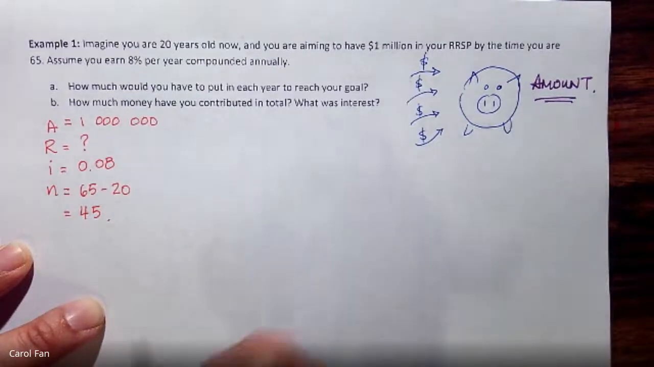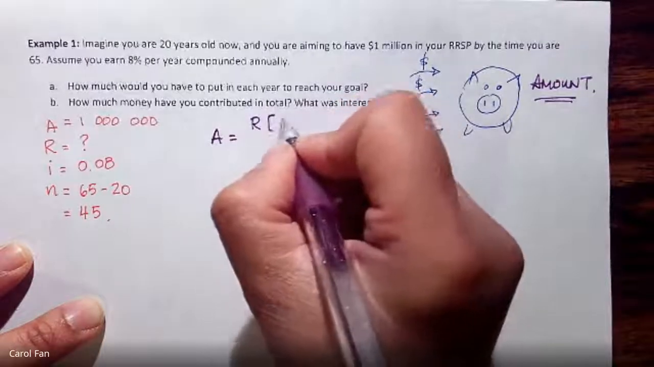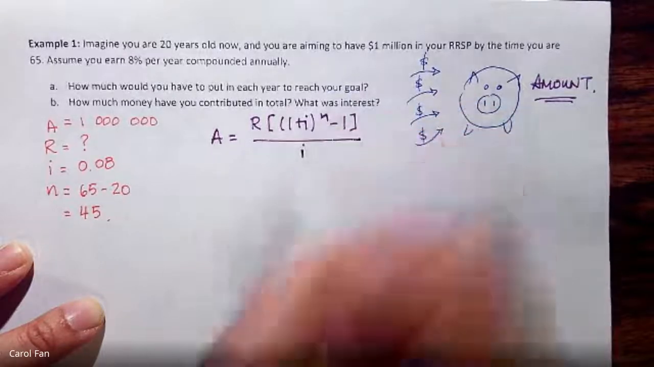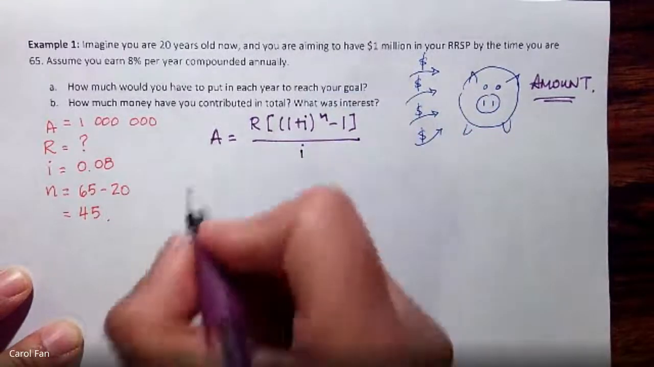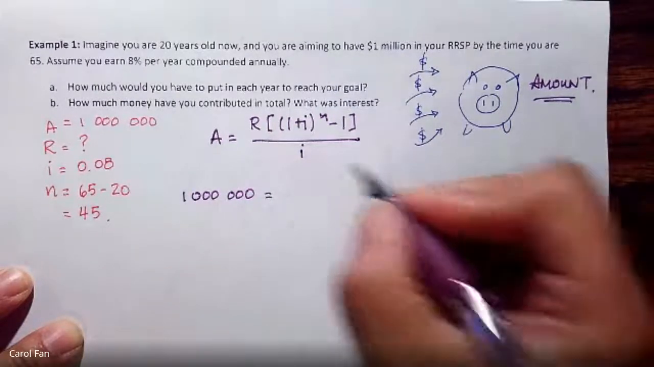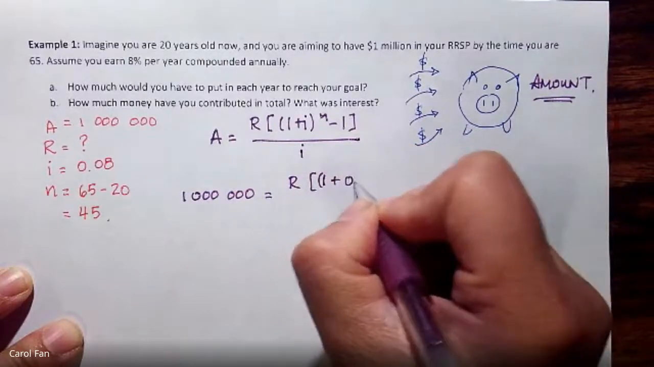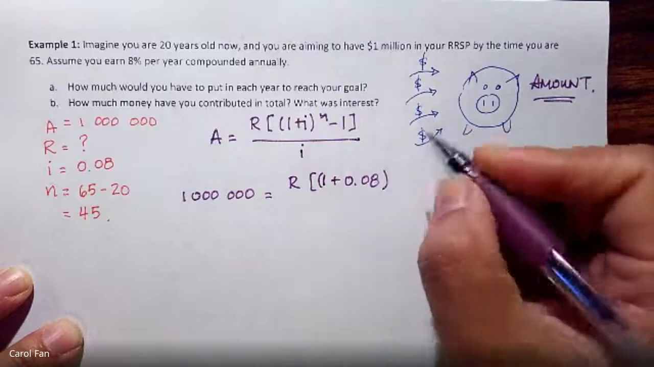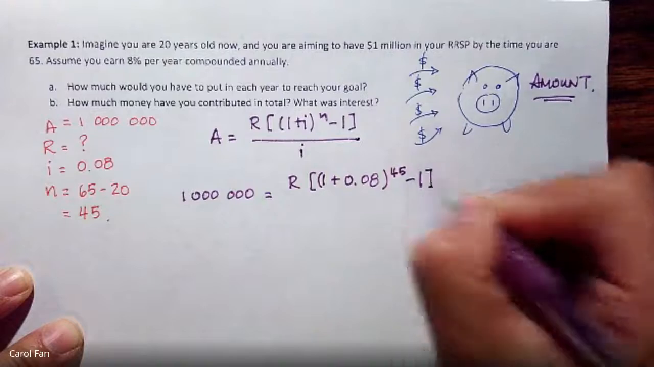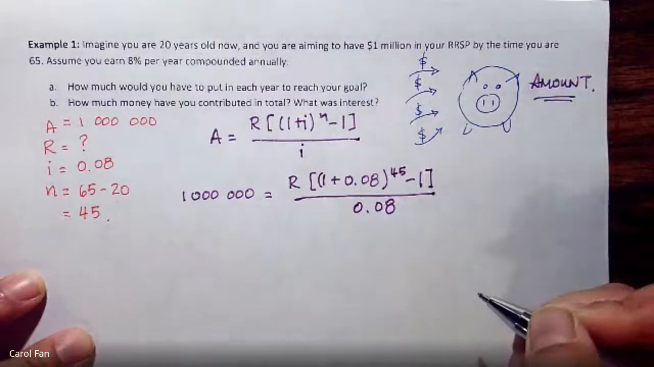Let's substitute this into our amount equation. A is equal to R bracket 1 plus i to the power n minus 1, all divided by i. So I have 1 million equals R times 1 plus 0.08 to the exponent 45 minus 1. All of this is divided by 0.08.